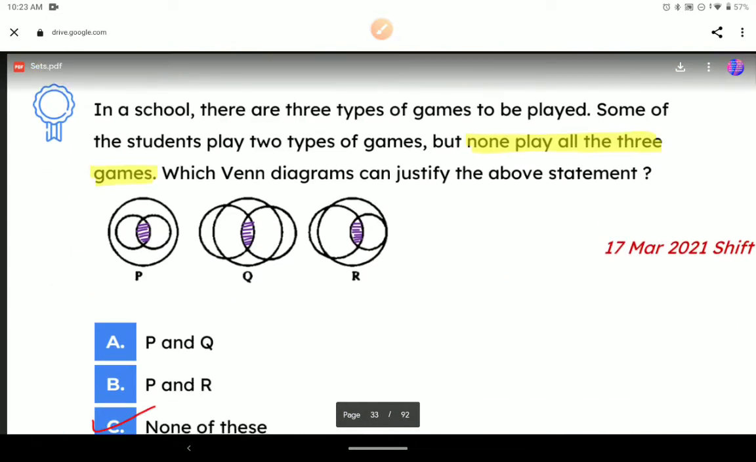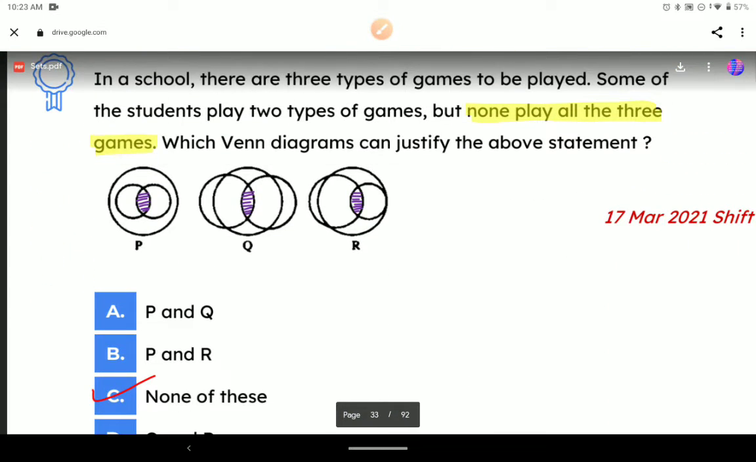So these are the questions. I'll solve them, and everything will be in the same manner. Don't worry at all. See, in a school there are three types of games to be played. Some of the students play two types of games, but none play all the three games. Which Venn diagrams can justify the above statement?